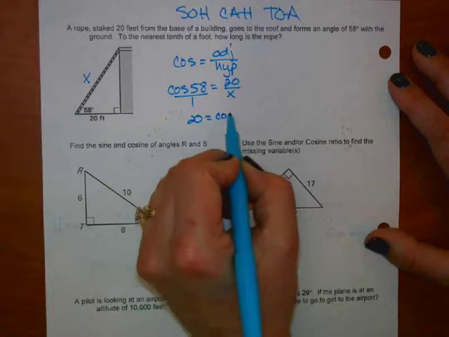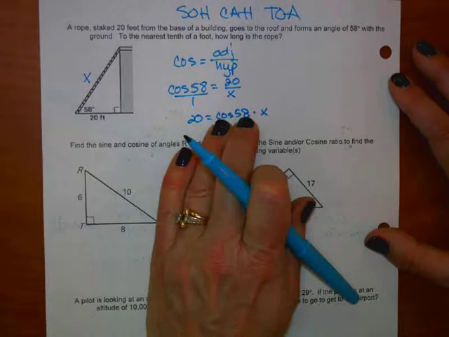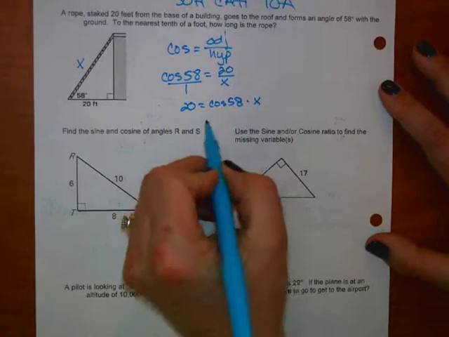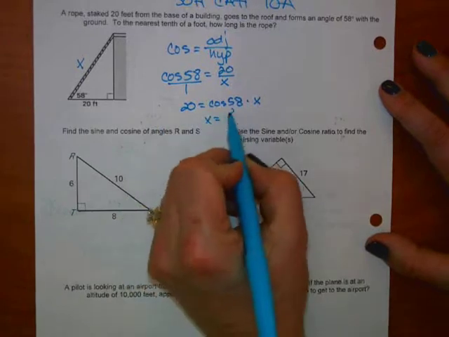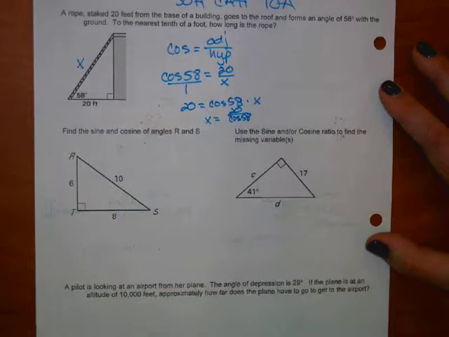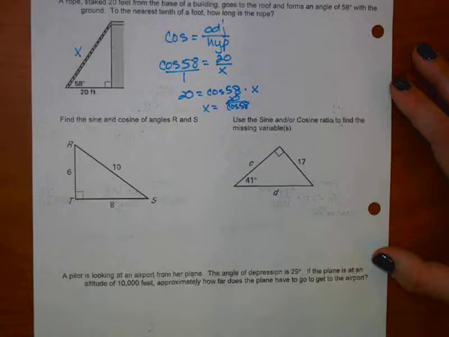This is just a number. Don't ever split it apart. You can't. It's just a number. So basically what you're doing is you're doing x equals 20 divided by the cosine of 58. Now, go to your calculator and let's see if we all get the same number. Make sure it's set to degree mode.